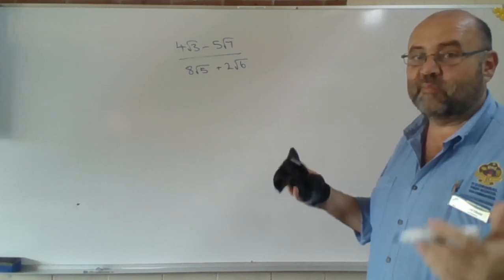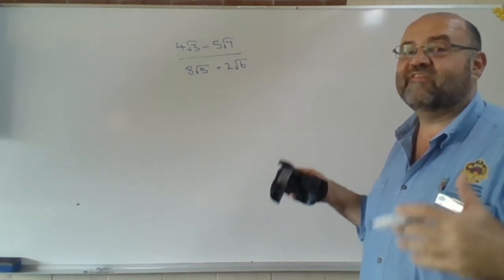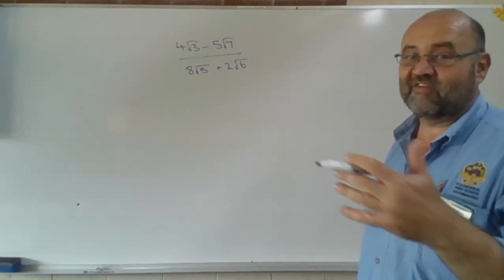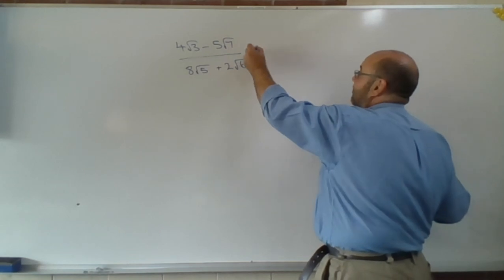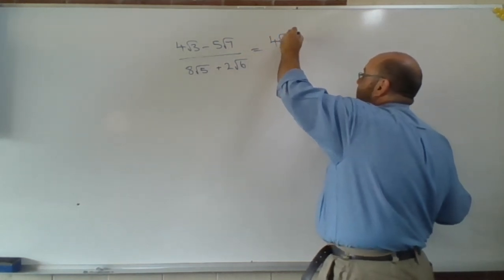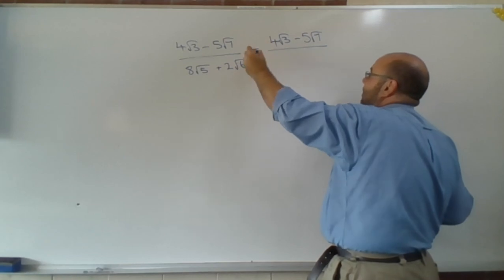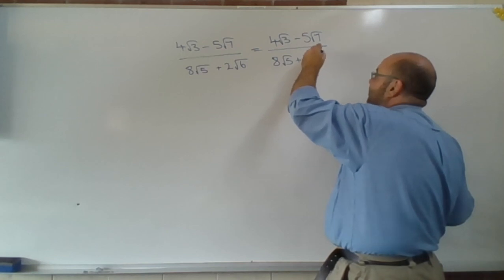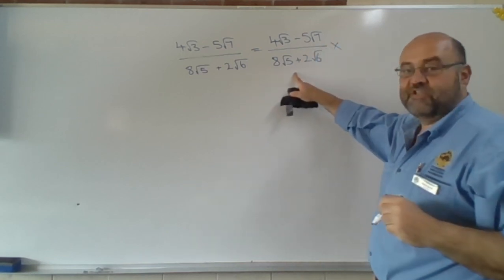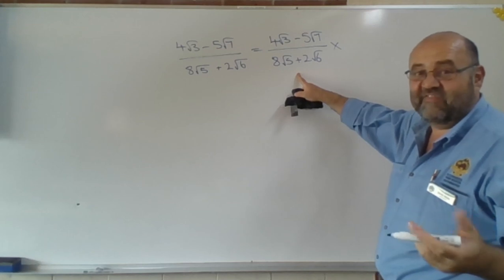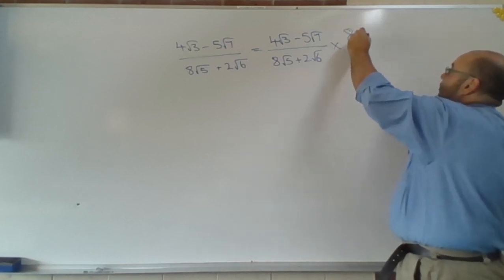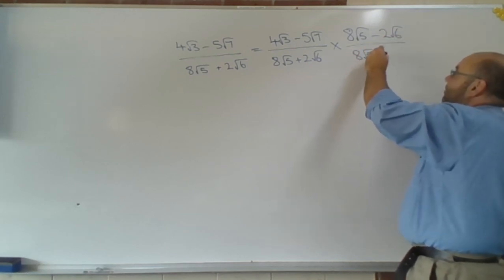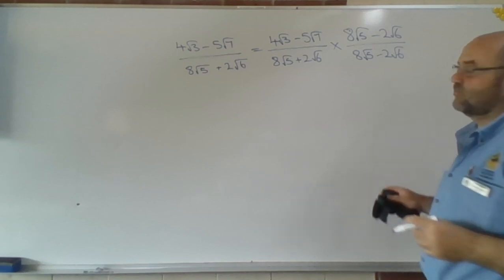We're looking for that conjugate pair. I don't care how messy the numerator gets, conjugate pair, and I'm just careful with my multiplication because I practice my binomial products. I've got nothing to worry about. So that's going to give us 4 root 3 minus 5 root 7 over 8 root 5 plus 2 root 6 times the conjugate pair of my denominator, which is the same thing with a negative sign in the middle: 8 root 5 minus 2 root 6 over 8 root 5 minus 2 root 6.